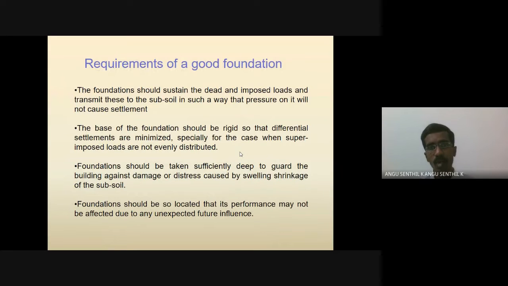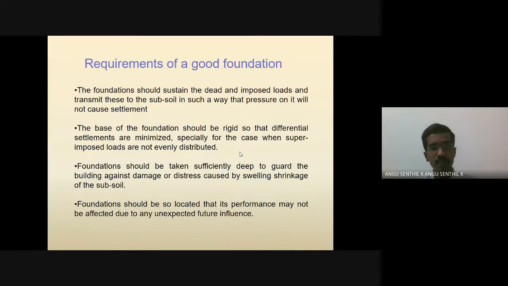Next, requirements of a good foundation. It should be strong enough to carry the loads. That may be dead load, imposed loads and other loads. Dead load is the self weight of the structure, which may be due to slab, beam, column, wall, whatever it may be, permanent weight. Imposed loads may be the load due to occupancy or use. These loads need to be transmitted to the subsoil in such a way that the pressure on it does not cause settlement.